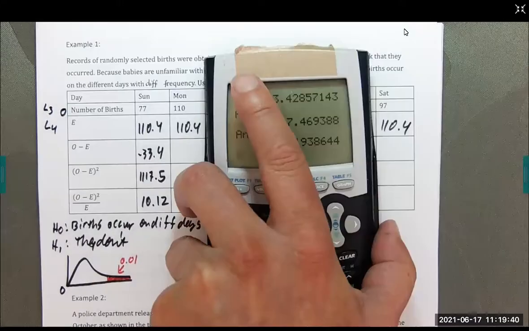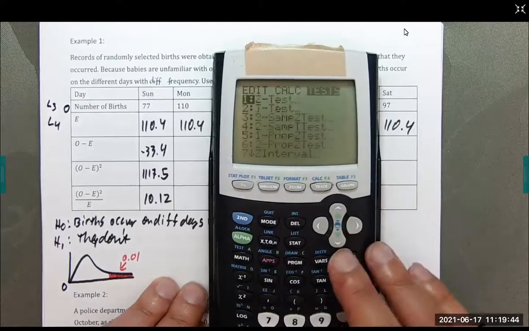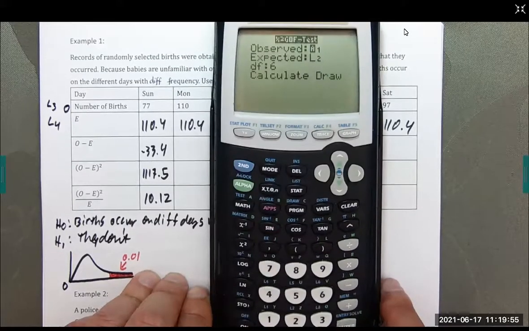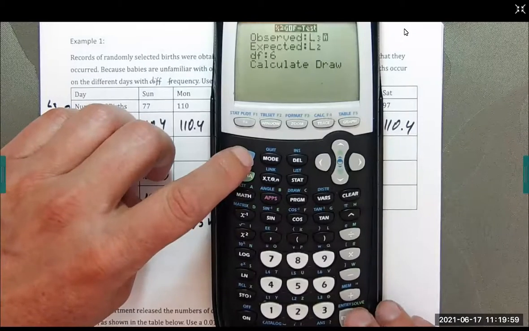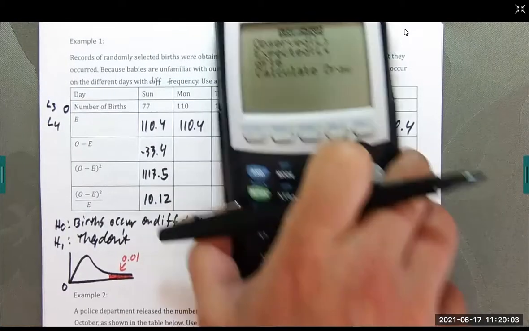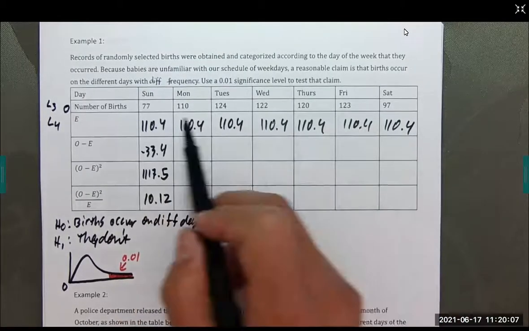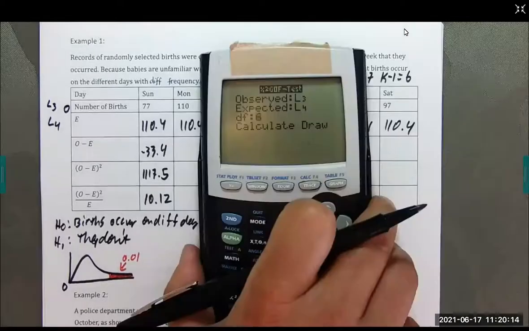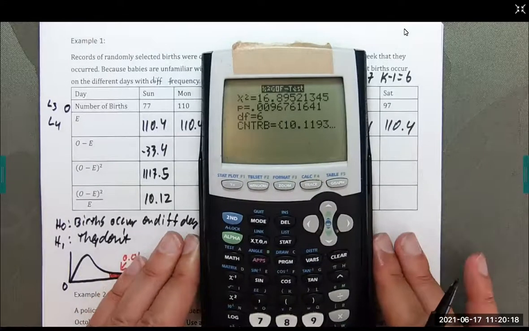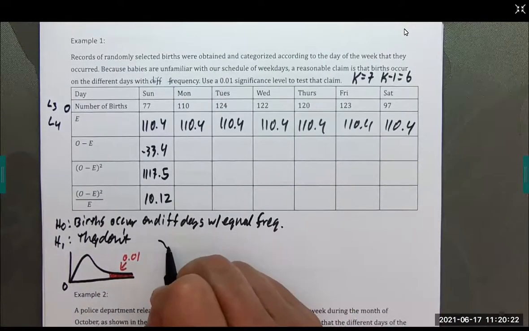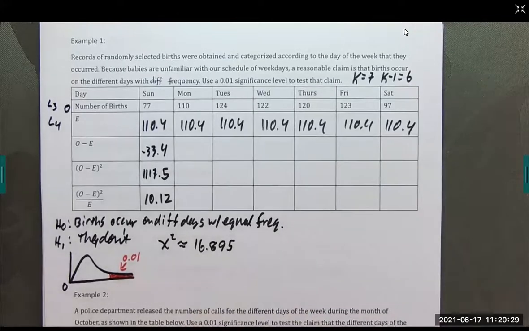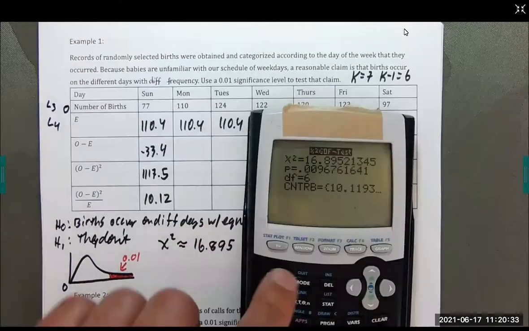I'm going to show you how to find the magical button if your calculator has it. So stat tests, we go towards the bottom, and here is our chi-squared goodness of fit test. As I mentioned, I have my data in lists 3 and 4. Degrees of freedom is going to be 6 because it's k minus 1, and k in this case is 7. And this is going to calculate for me my test statistic. So chi-squared is 16.895. And the p-value that it gives me is here, very small, actually.